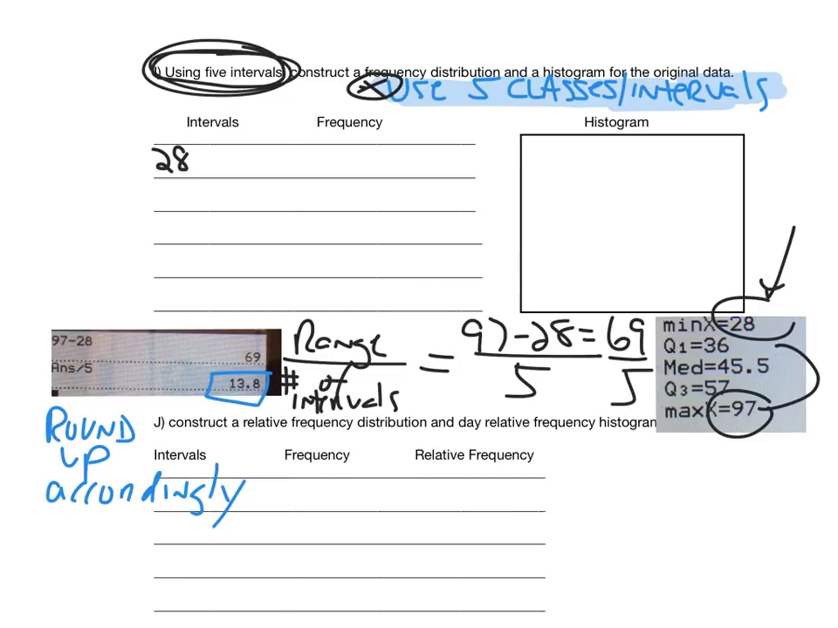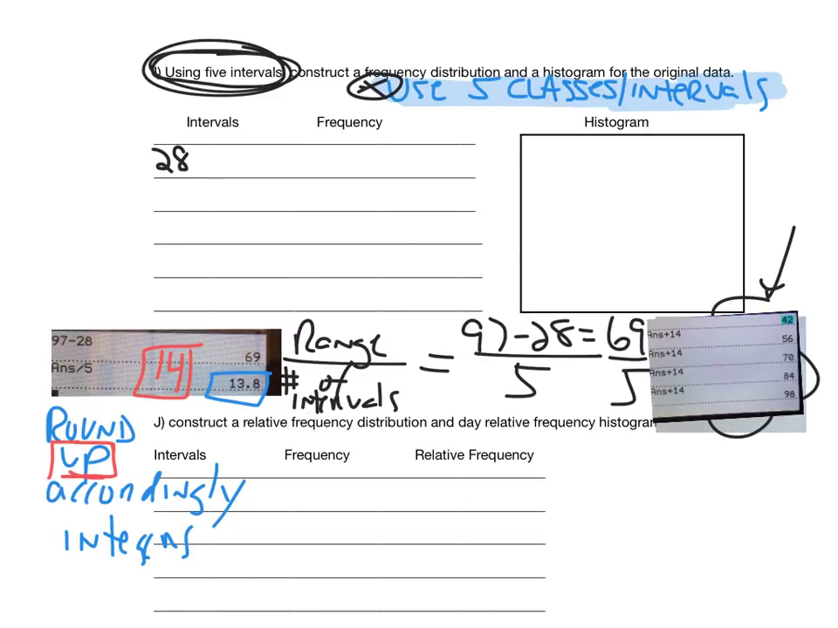What does that mean? Well, if you look, your original data was given as integers. We had whole numbers. So basically what we're going to do is take the 13.8 and round up. You always round up. And here our next integer is going to be 14. So that's what our class width is. That's what our interval size is going to be. It's going to be 14.